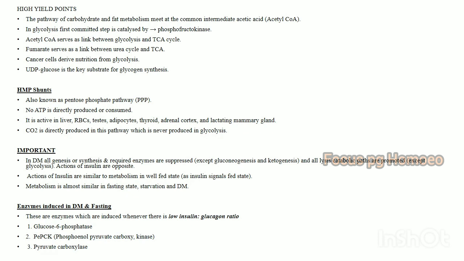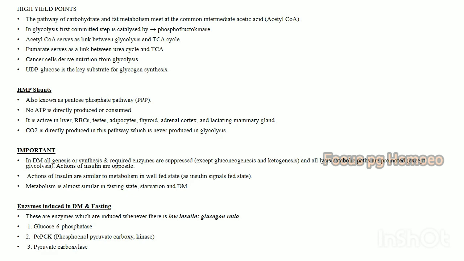Coming to the HMP shunt pathway. The hexose monophosphate shunt, also known as the pentose phosphate pathway, has zero ATP produced or consumed. It is active in the liver, RBC, testis, adipocytes, thyroid, adrenals, and lactating mammary glands. CO2 is directly produced in this pathway and never produced in glycolysis. Okay, coming to some important points.